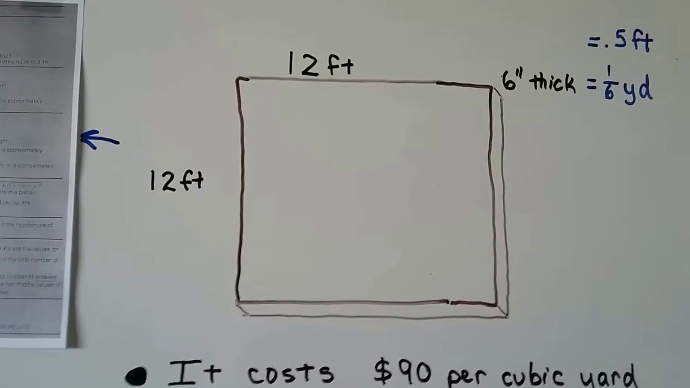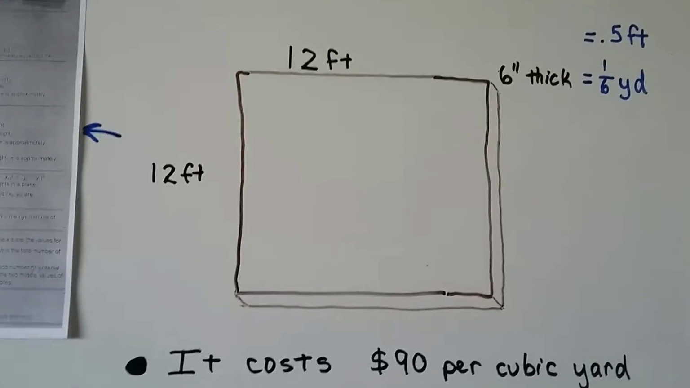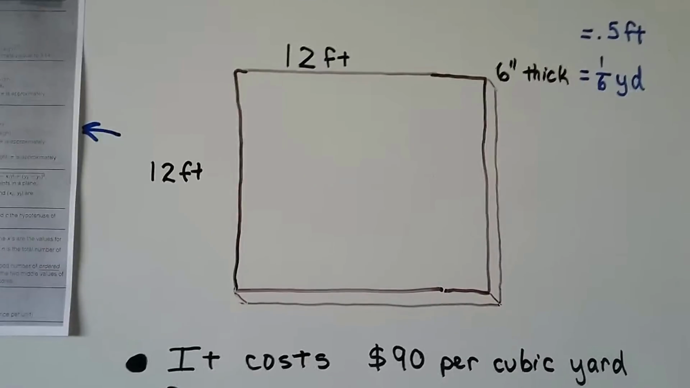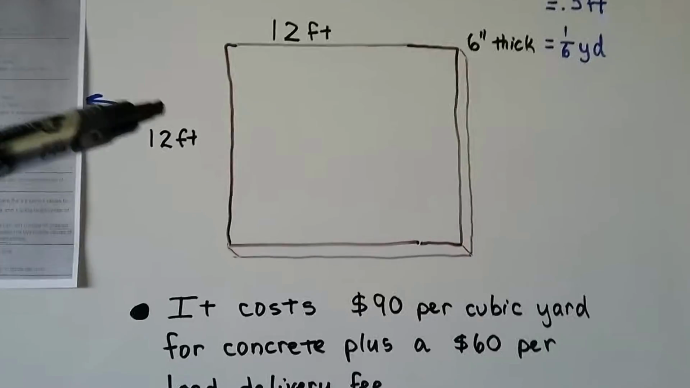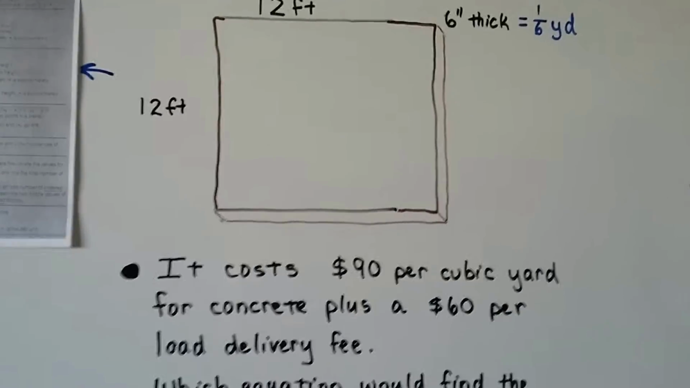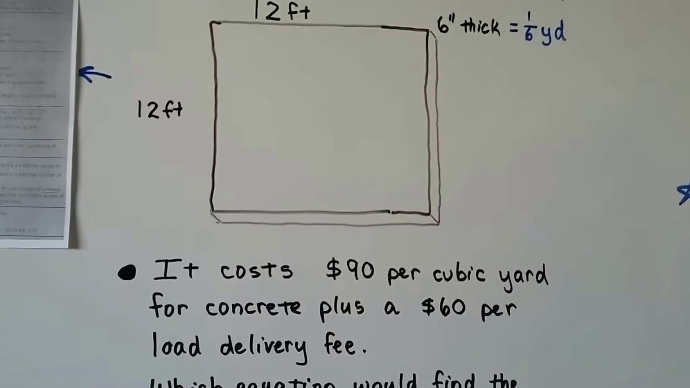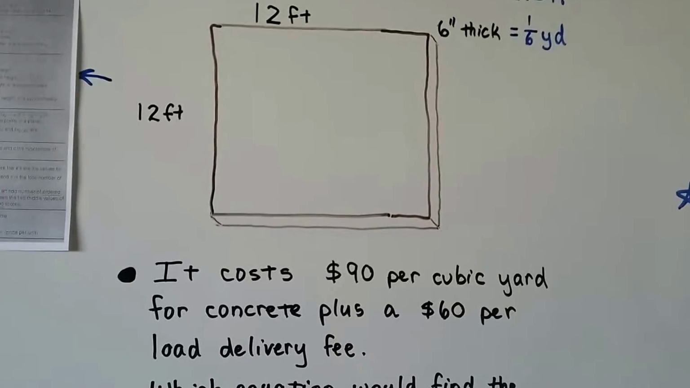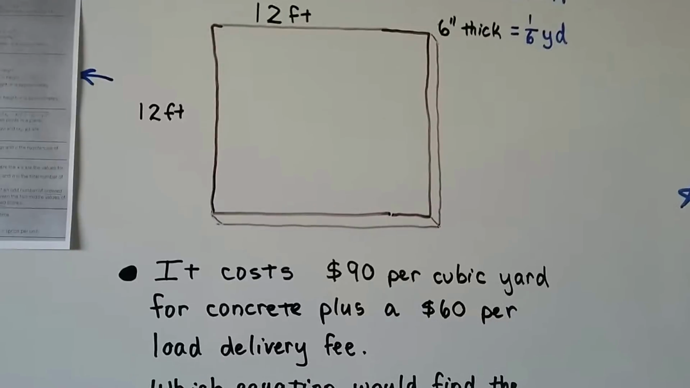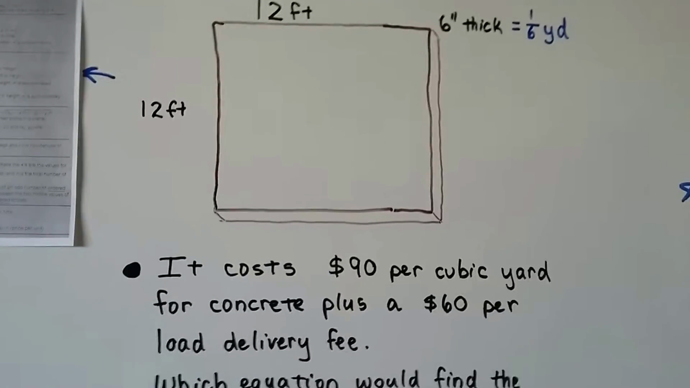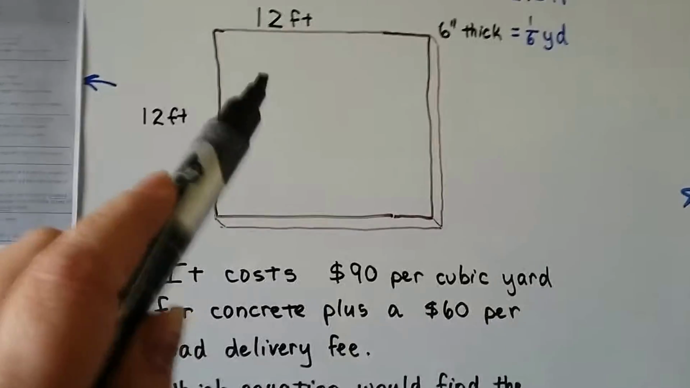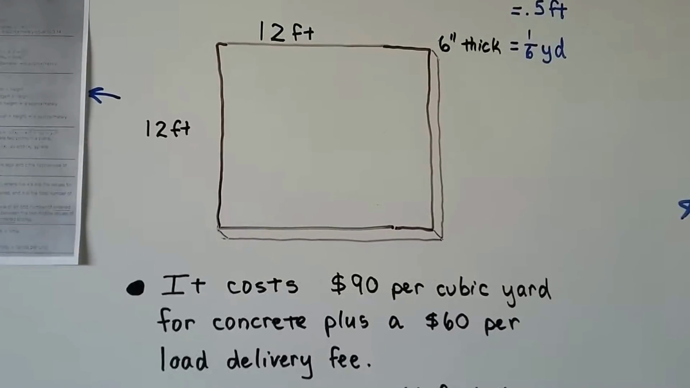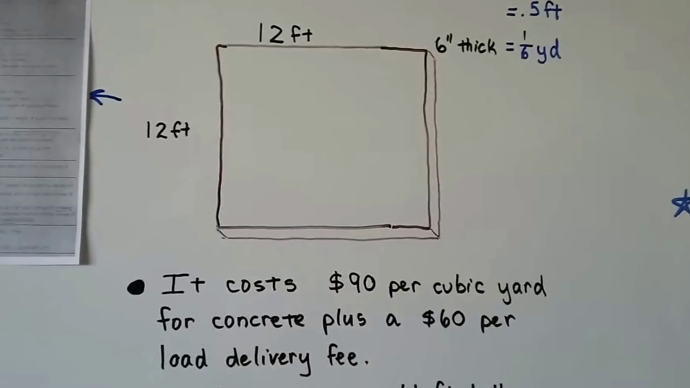So we've been talking about converting it to the measures that they want first and then doing the math. So here we've got a concrete slab and it costs $90 per cubic yard for concrete plus a $60 per load delivery fee. So for the concrete truck to come out and for the guy to pour this concrete, it's $90 per cubic yard plus $60 delivery fee. How much would it cost for this 12-foot by 12-foot slab that's 6 inches thick?